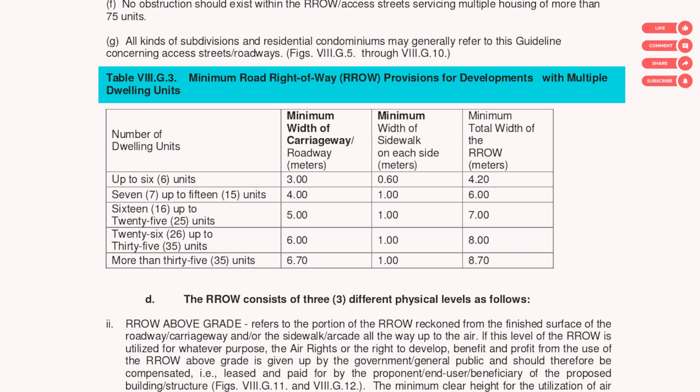But the moment you exceed 6, you have to exceed 3 meters as well. 7 to 15 dapat 4 meters wide. 16 to 25 dwelling units, 5 meters. 26 to 35, 6. And more than 35, 6.7.